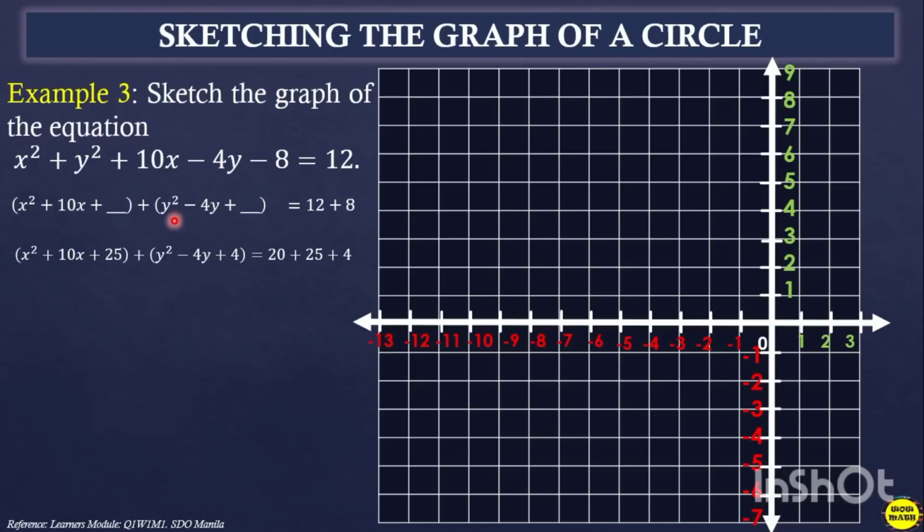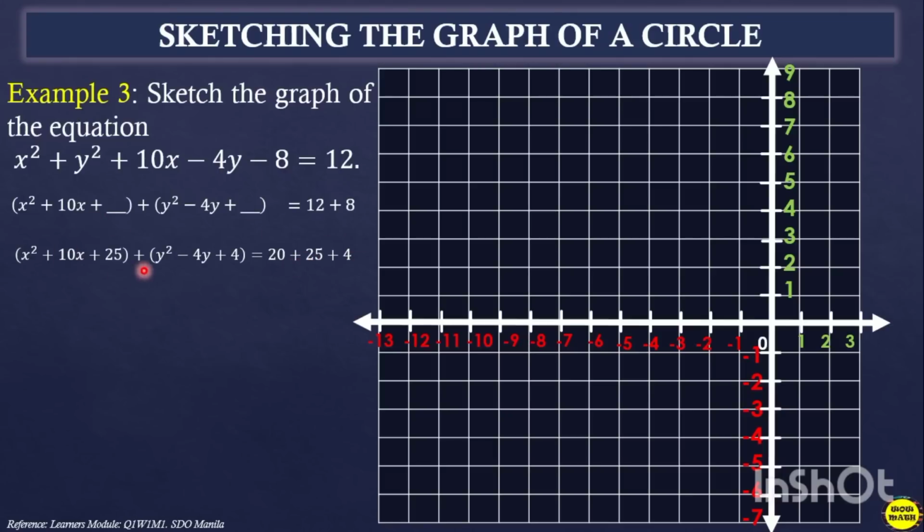So, sa y terms naman, negative 4 divide 2, that is negative 2. Negative 2 times negative 2, that is positive 4. Kaya positive 4. So, we're going to add sa right side din natin ng 25 and 4.